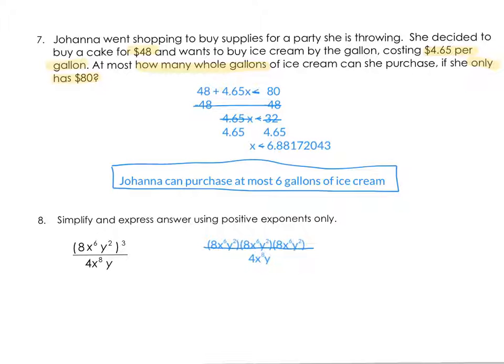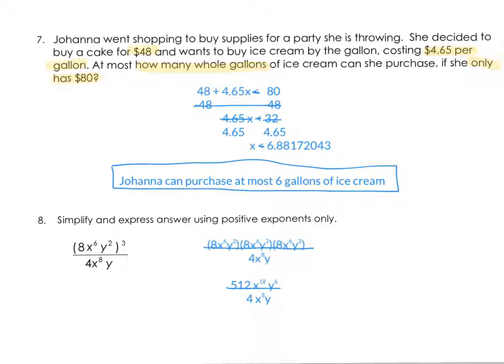So 8 times 8 times 8, that gives me 512. And then I have x to the 6, x to the 6, x to the 6th. 6 plus 6 plus 6 is 18, so x to the 18th. And then the y's, 2 plus 2 more plus 2 more gives me y to the 6th altogether. And remember that that's all being divided by the 4x to the 8th y.